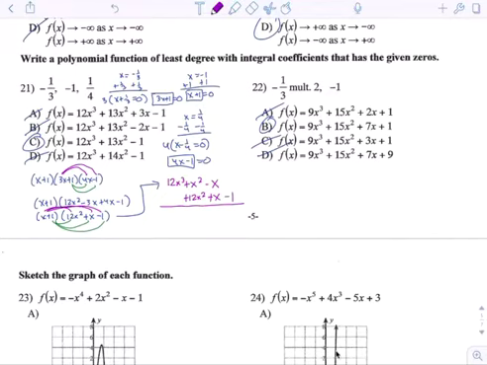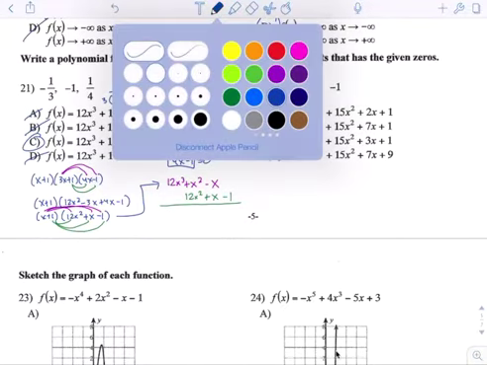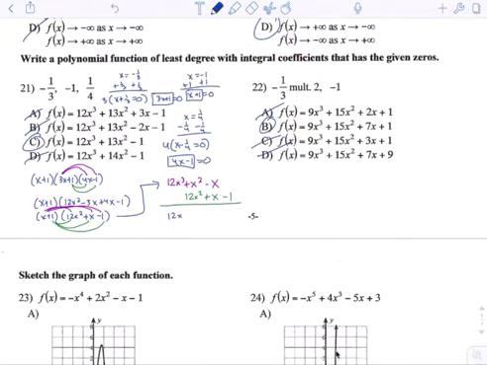And when you guys add those all up, and sorry I didn't do it in its color so that you guys can see, 12x squared plus x minus 1. So 12x to the third plus 13x squared, that cancels, minus 1. And as you guys can see, we get the same answer as for C.